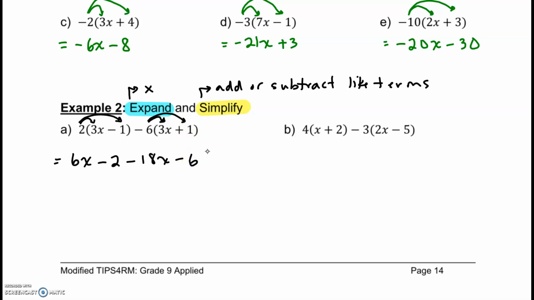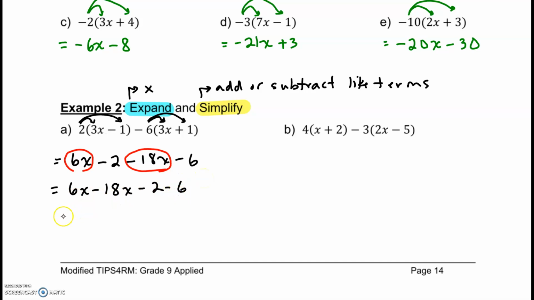All right, so we did the expand part. Our next line, we can see we have like terms. So we're going to go ahead and organize. Let's do our organizing line. So I see I have 6x minus 18x are like terms. And then negative 2 minus 6 are like terms.